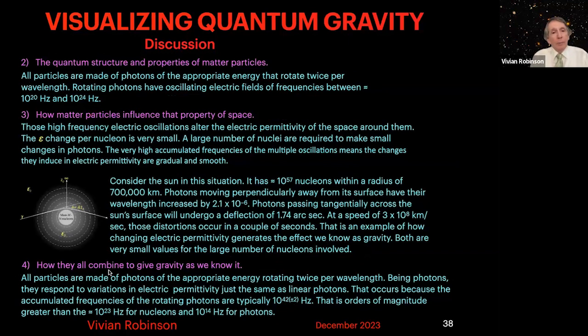Now, how they all combine to give gravity as we know it. As mentioned, all particles are made of photons of the appropriate energy rotating twice per wavelength. Being photons, they respond to electric permittivity in the same manner as linear photons. That occurs because the accumulated frequencies of the rotating photons are typically 10^42 plus or minus 2 hertz. That is orders of magnitude greater than the 10^23 hertz for nucleons or 10^14 hertz for photons.